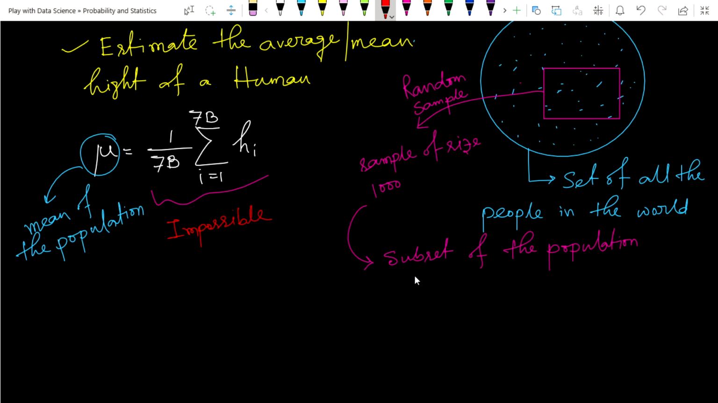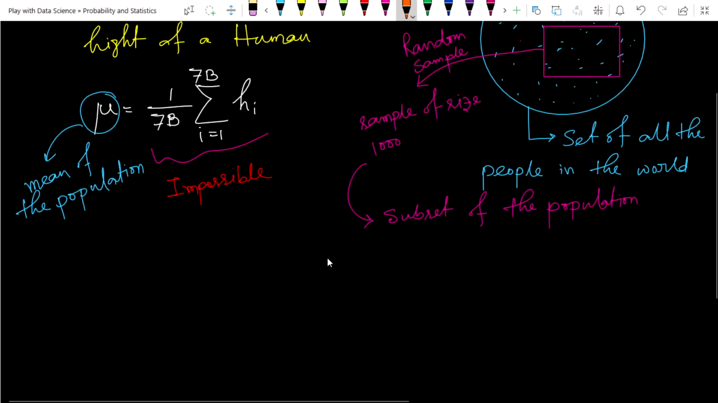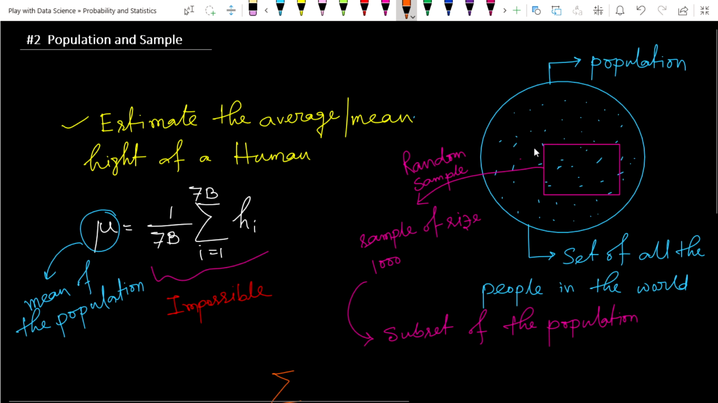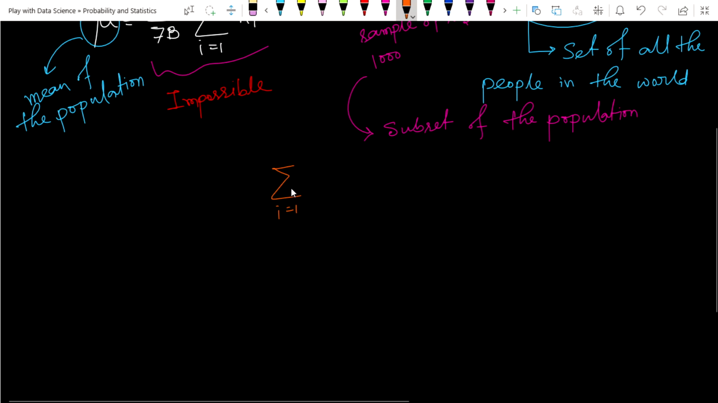This is totally impossible, but we can easily do these jobs. So to find these things, how will we do these jobs? We first have to find the individual height of the population observations. In machine learning, the people in the sample are called the observations of the sample, and the points outside of it, the whole points, are the observations of the population. To find the mean of these samples, we have to find the individual heights.